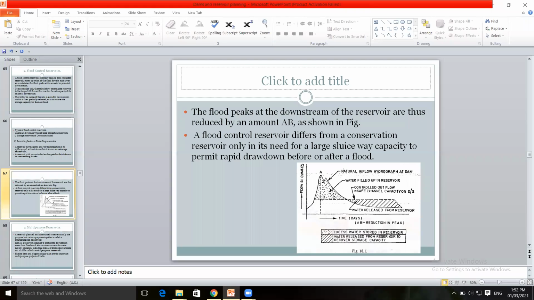So this flood control reservoir differs from the conservation reservoir. In it, there is a need for large sluice capacity to permit rapid drawdown before or after a flood. During a flood situation, there will be a rapid drawdown. The inflow water will be released to the downstream side and it will be stored in the reservoir.